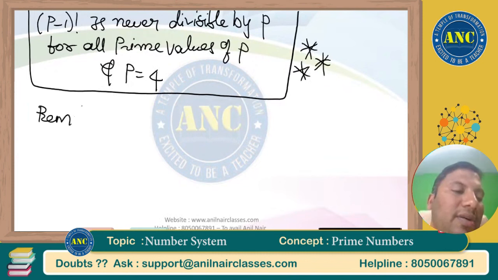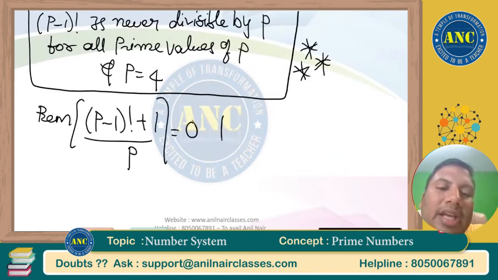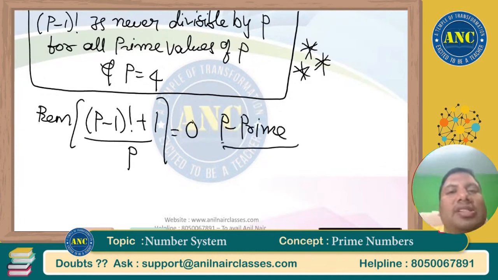Next, we will see Wilson's theorem application. (P minus 1) factorial plus 1, when divided by p, gives 0 as long as p is a prime number. I hope the idea is clear. If p is a prime number, you can use Fermat's theorem, you can use Wilson's theorem, and you can use the divisibility rule to get the remainders.